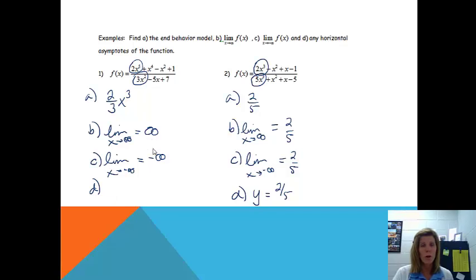All right, going back to number 1, to find the horizontal asymptotes, even though we have two answers, infinity and negative infinity are not finite answers, so there are no horizontal asymptotes in number 1.